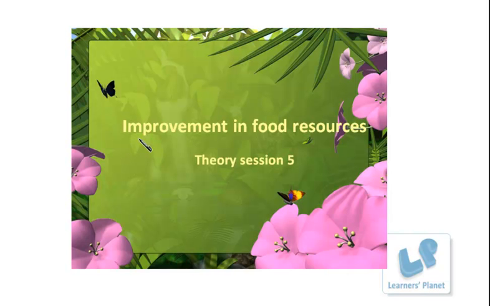Let us continue with the chapter Improvement in Food Resources. In the earlier session, I was discussing how the food resources obtained from plant origin are managed. For that, the term used is crop production management, and in that I explained how the nutrients are planned, or how nutrition management is done, so as to increase productivity. In today's session, I'm going to continue with the same part, and I will explain how further improvement in the production of the crop can be done.